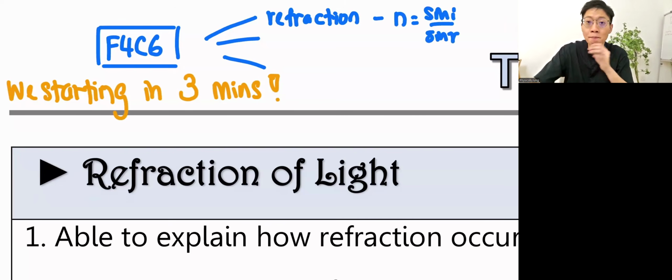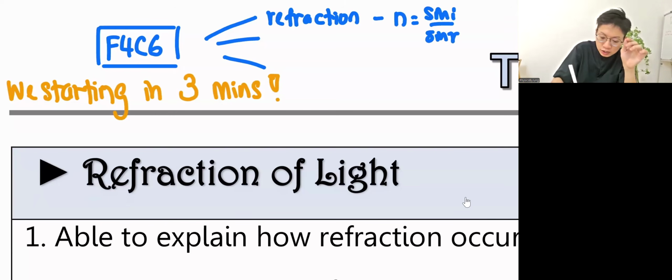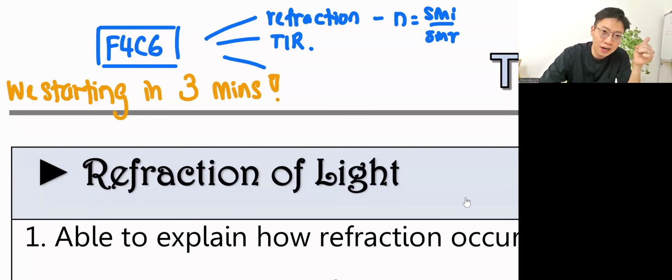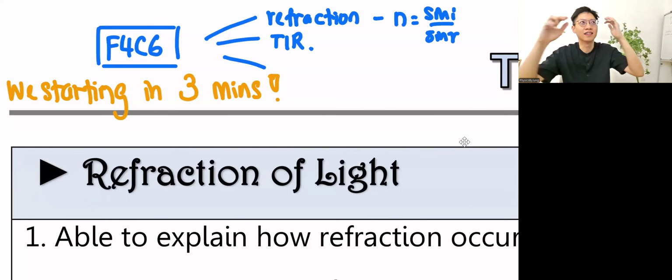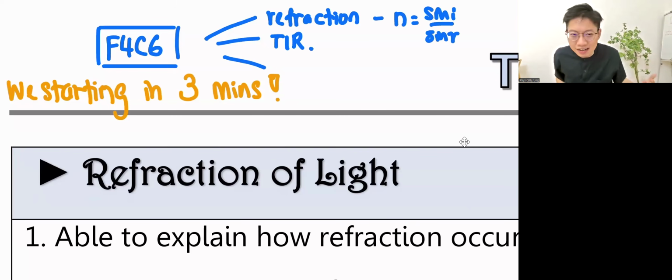We have the second part. What is the second part? It's usually your total internal reflection part, which is optic fiber, denser to less dense, critical angle, those stuff. So those are your total internal reflection.